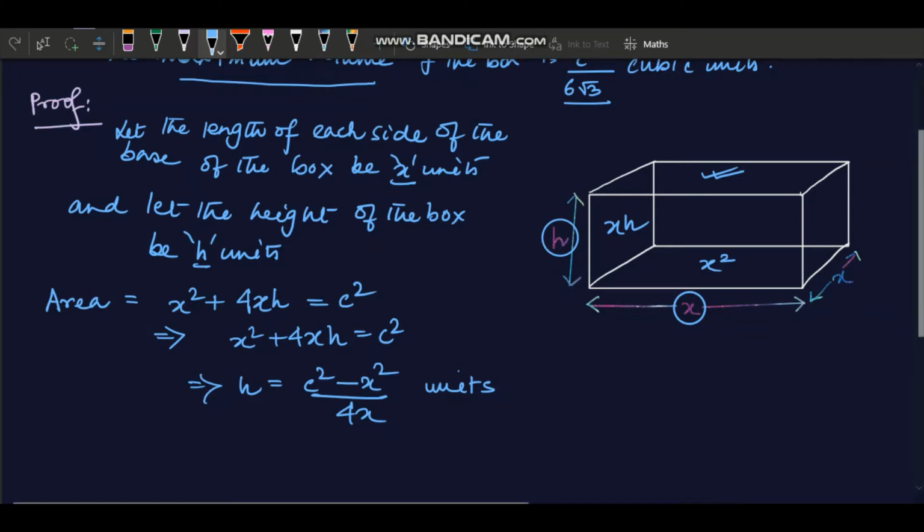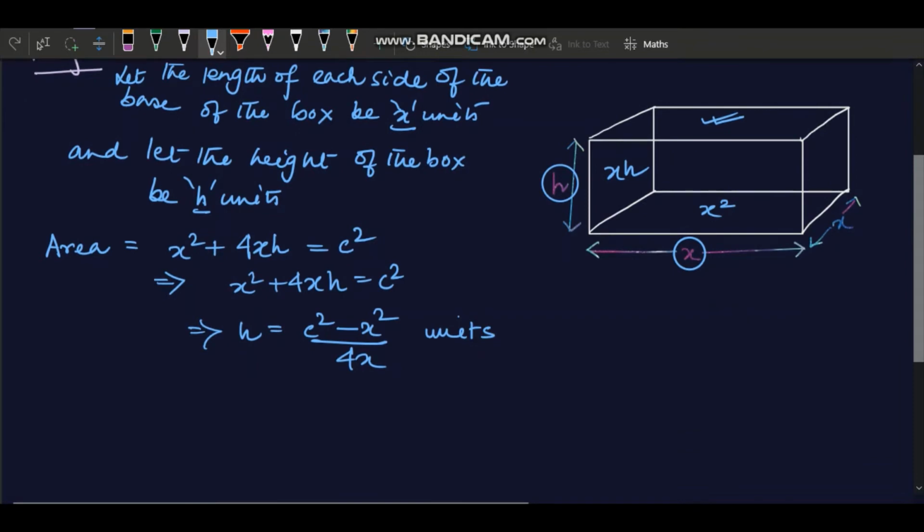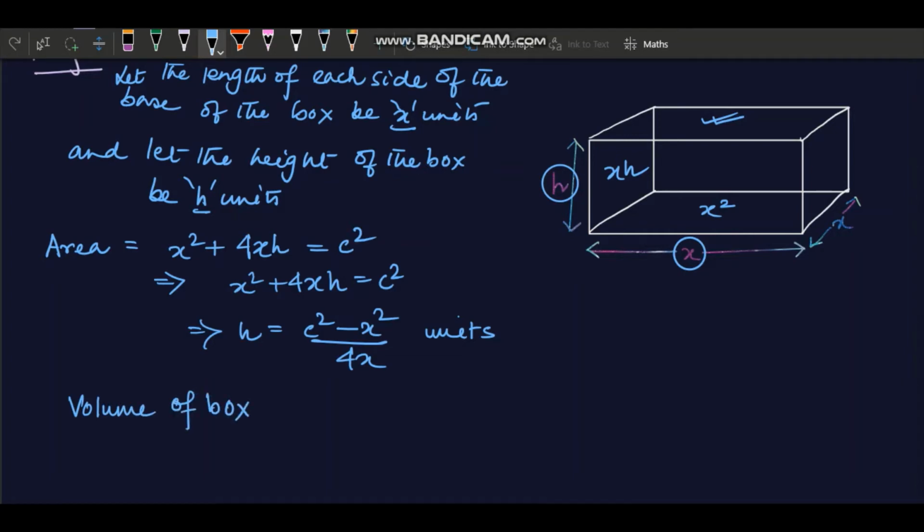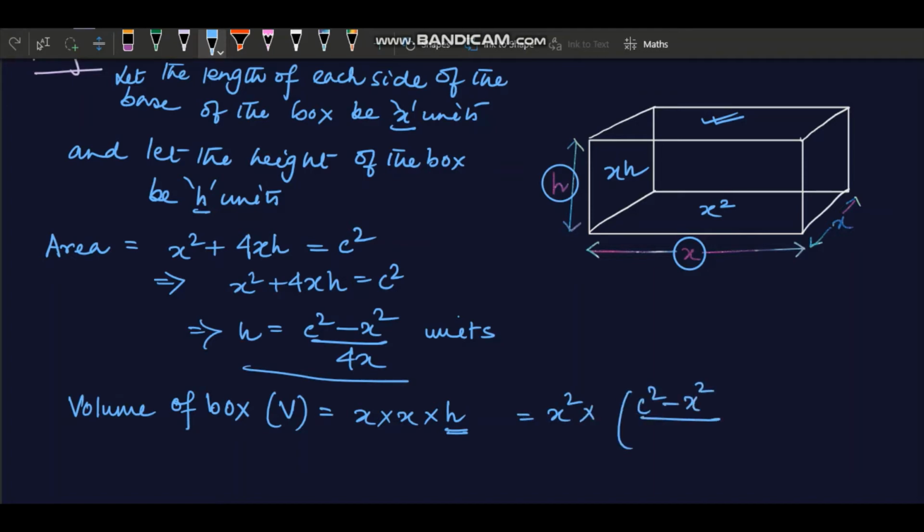So now we will have the expression for the volume of the box. Volume of the box, let us denote this by V, is nothing but length into breadth into height. So it is going to be x square into h. So in place of this h, we can make the substitution. So we will write x square into c square minus x square by 4x because we have already seen that h is equal to c square minus x square by 4x units.